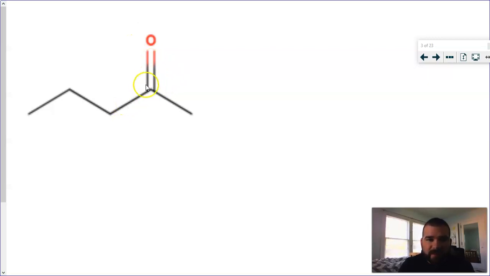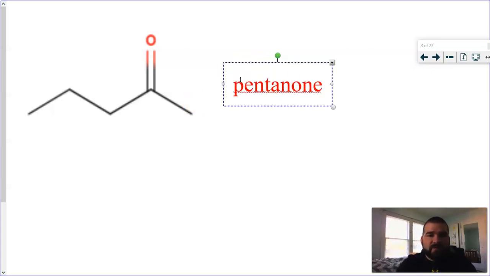So in this one, the double bonded oxygen's in the middle of the chain, so this is a ketone. If it were on the end of a chain, that's called an aldehyde, and they get identified separately, even though they're really kind of the same thing, right? It's just a double bonded oxygen somewhere on the carbon chain. But this is a ketone. So we could call this pentanone.